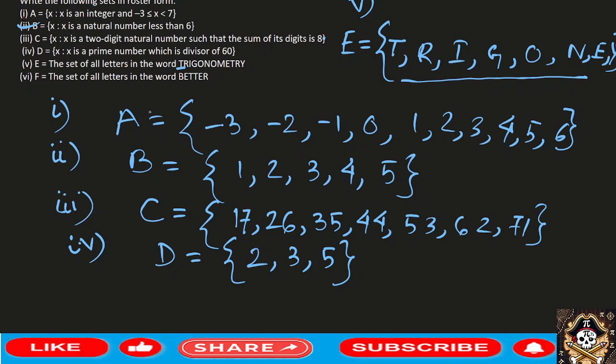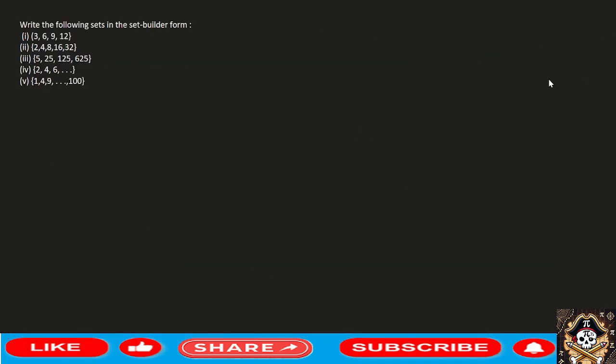We leave F as your homework. Please solve it and comment it below. We will move further to the set builder form. Here the question is asking us to write the set in the set builder form. The first set we can see here is 3, 6, 9 and 12. You can easily find that these four numbers are the first four multiples of 3.